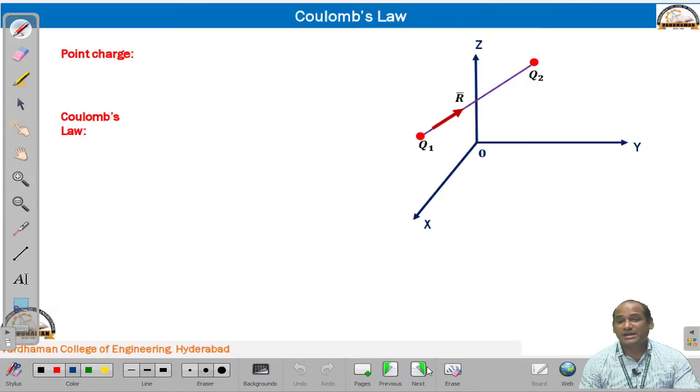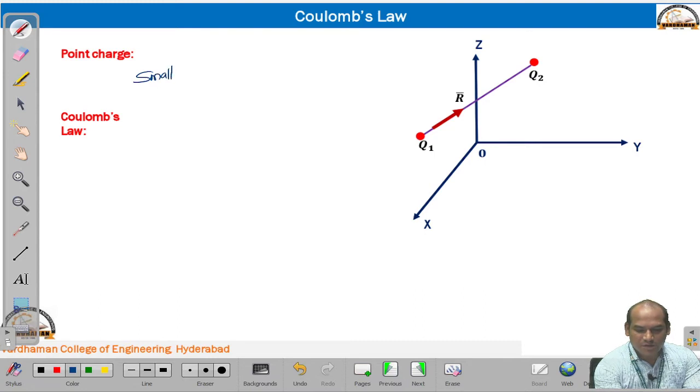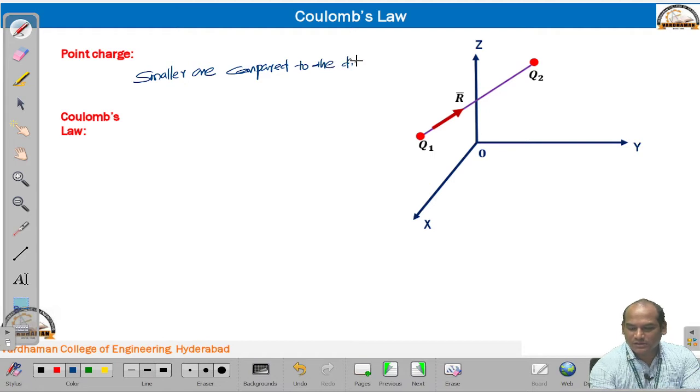Coulomb's law is basically applicable for point charges. A point charge is one of the charge configurations, and it is very small compared to the distances involved in the calculations. You will understand about the distance after seeing this particular Coulomb's law. So, a point charge is very small compared to the distances involved in the calculations.